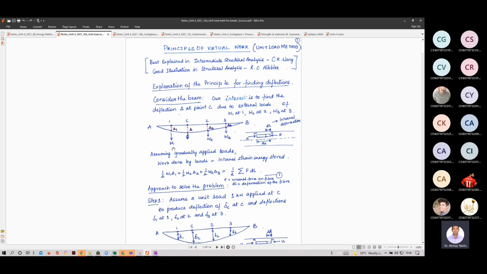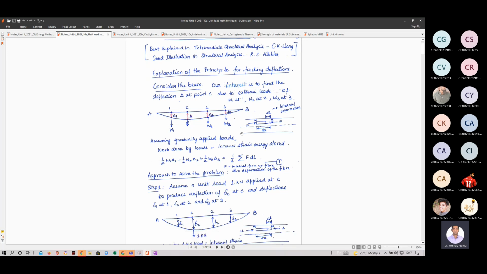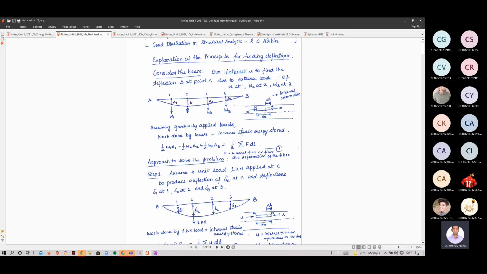So for example, here, this is a beam. It is loaded at 3 points of the beam, 1, 2, and 3, W1, W2, W3. But I want to find the deflection at another point C. Now I don't have to find the full elastic curve and then substitute the value C to find this. I'll do a unit load method. Now, for the unit load method, the concept is like this.